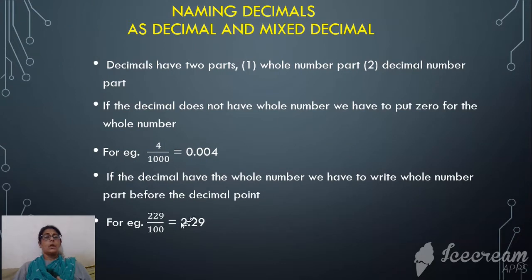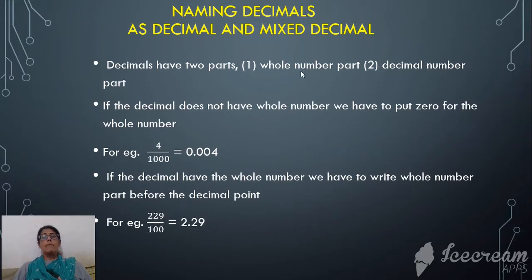2.29. So here we can see that 2 is the whole number and 29 is the decimal number. But in the decimal we cannot read this as 29. That I will explain to you just now. But how do we have to write this? 2.29. 2 is the whole number and 29 is the decimal number.